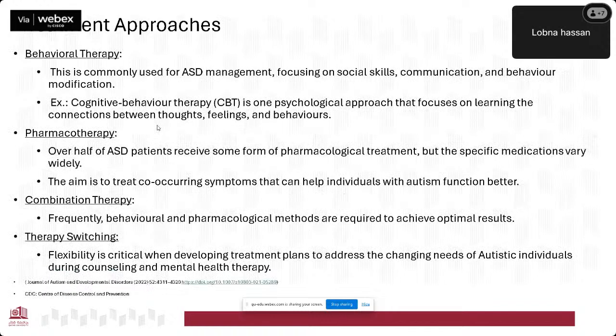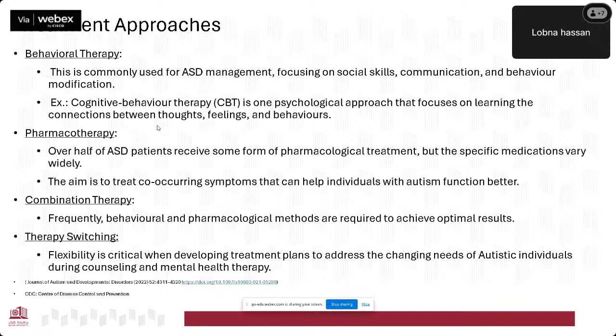Example of the treatment approach we are using, the first comes the behavioral therapy. This is commonly used for autism management, focusing on social skill, communication, and behavioral modification. Example of the model that is used by the psychologist is the cognitive behavioral therapy. It is one of the psychology approaches that focuses on learning the connection between thought, feeling, and behavior.